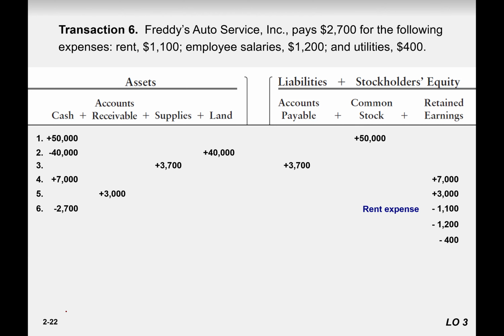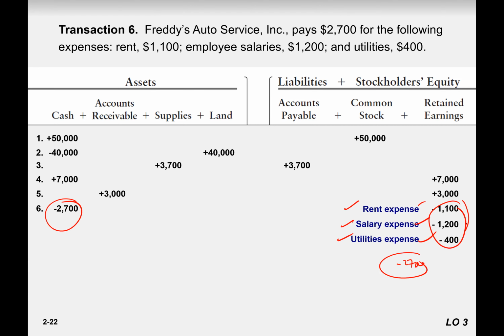Right? You can also post individually. Basically, in this transaction they make a cash payment of 2,700, and here it must be 2,700 because they did that collectively, but they write it down individually. Why? To give you the meaning that this much is rent, this much is salary, this much is utility. You can also write it down as 2,700 collectively as well. Okay.